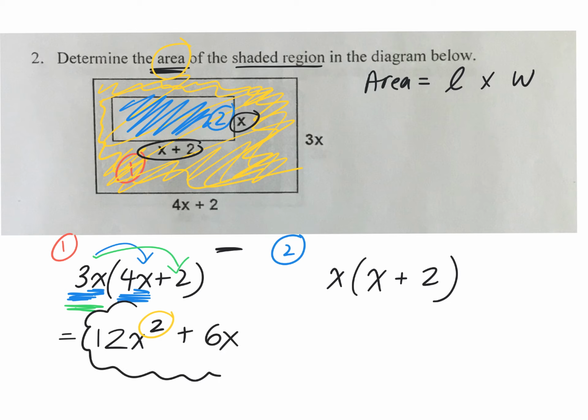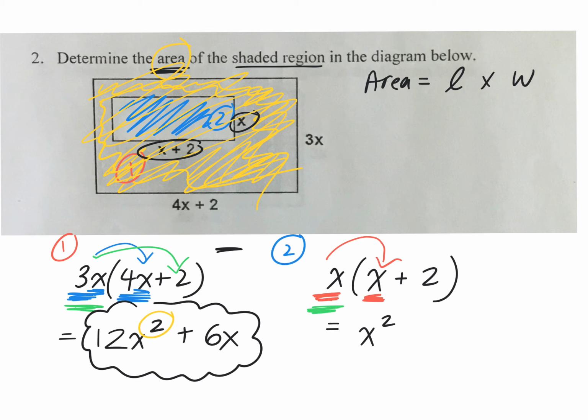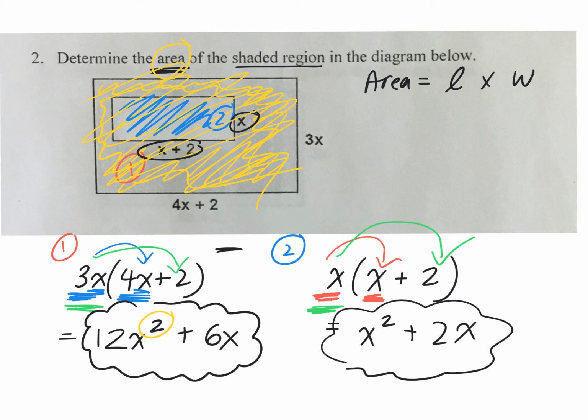So this represents the area of the whole thing, right? The first large rectangle. What is the area of the small rectangle? What did you get for the second part? X times x. What did we just say x times x is represented as? X squared. Okay? Then x times 2 is 2x. That's it. This is the area of the smaller rectangle, just this part.